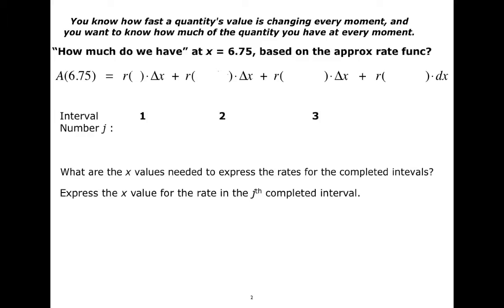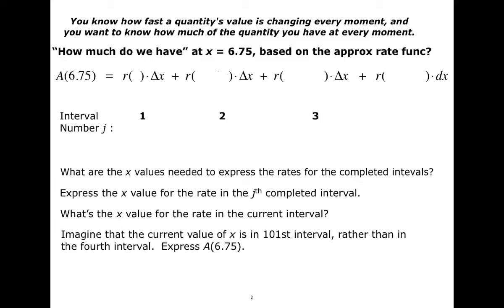Second, we want to express the x value for the rate of the jth completed interval. So we want to generalize that. You're going to figure out the ones individually, and then we're going to come up with a formula for the x value for the rate in the jth interval, okay? Then we want the x value for the rate of the current interval. So now moving over to the last one.